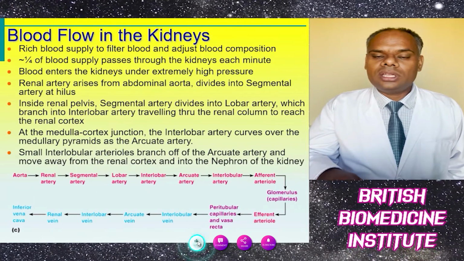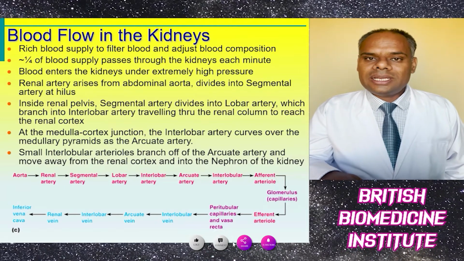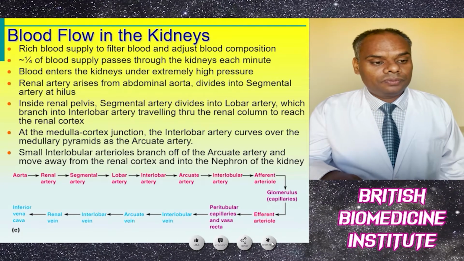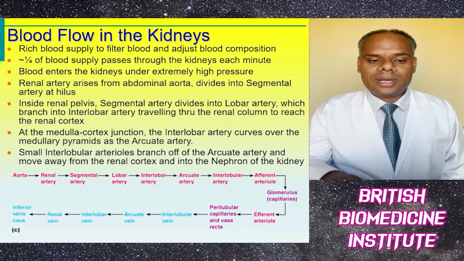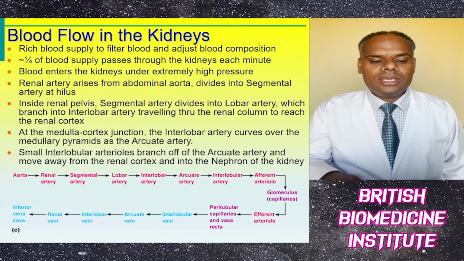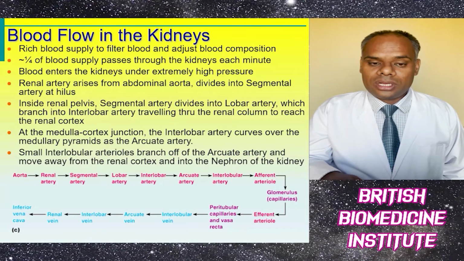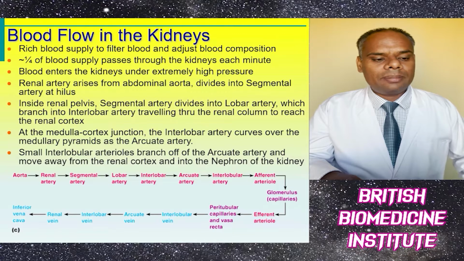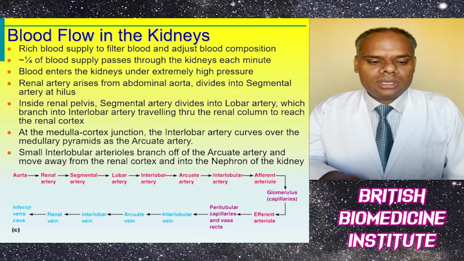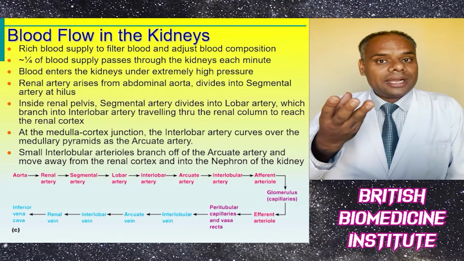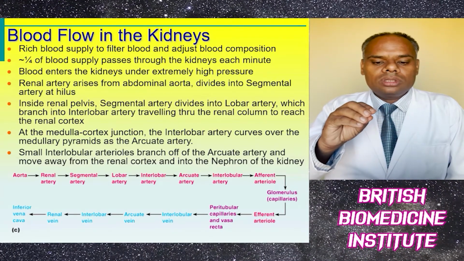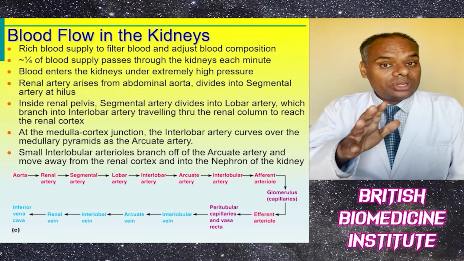So now comes blood flow in the kidney. Basically, there is a rich blood supply to filter blood and adjust blood composition. One quarter of the blood supply passes through the kidney every minute. Renal artery arises from the abdominal aorta and divides into segmental arteries at the hilus. Inside the renal pelvis, the segmental artery divides into lobar arteries, which branch into interlobular arteries traveling through the renal column to reach the renal cortex.